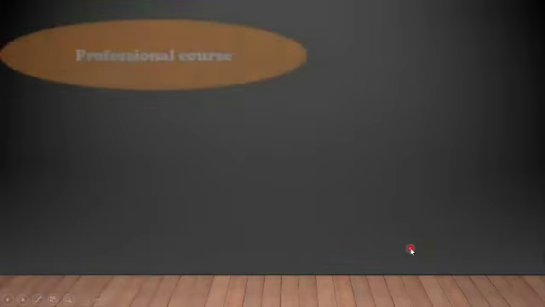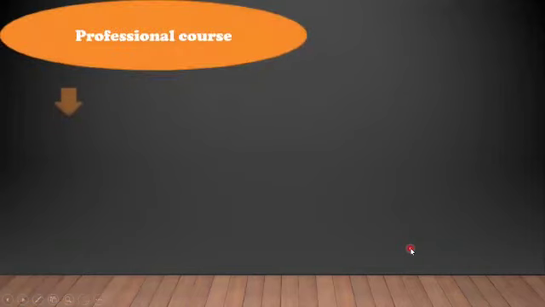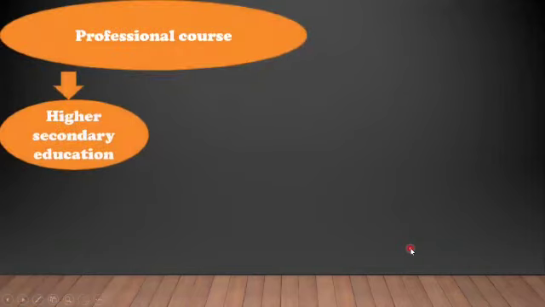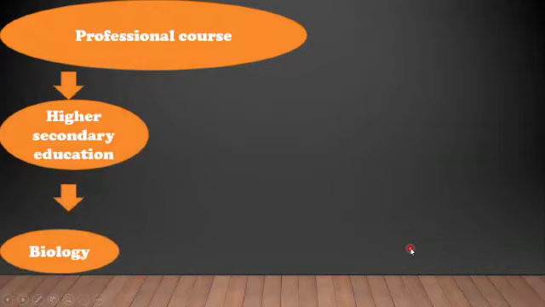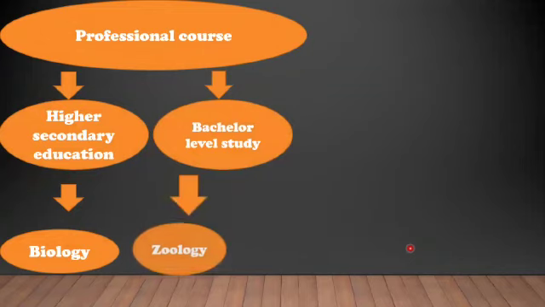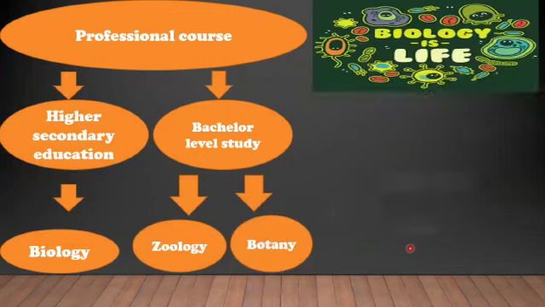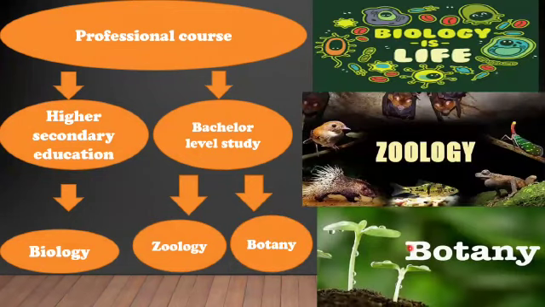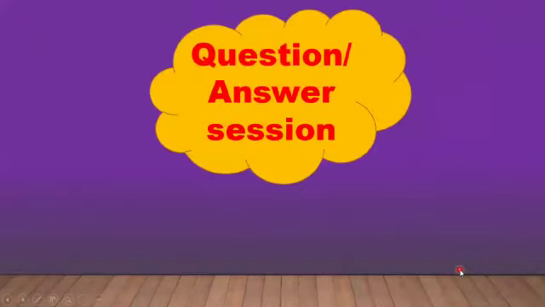Now, who can adopt this profession? This professional course of biotechnology can be adopted after having higher secondary education in the field of biology. Plus, a student who has completed a bachelor level study in the divisions, zoology and botany, can also adopt the career of biotechnology. So students, this was all about the careers that we have in your textbook.